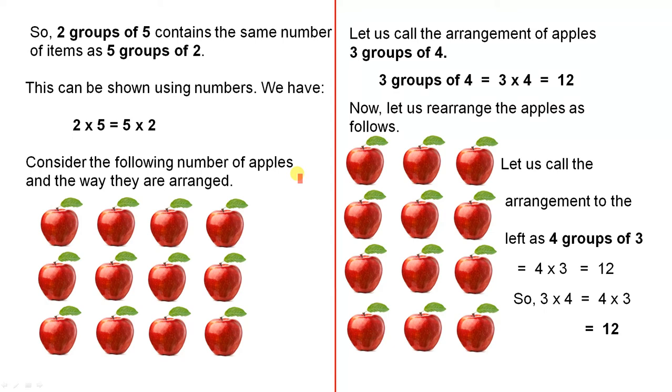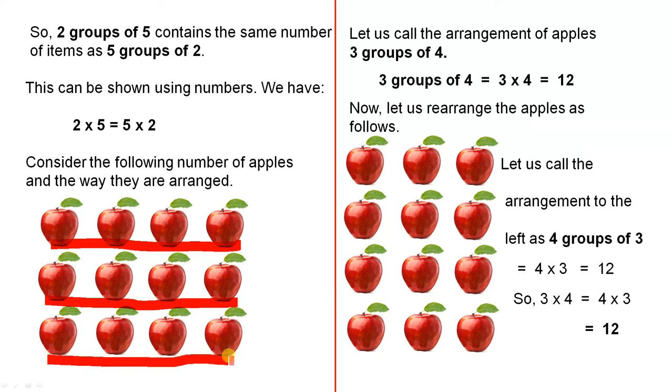Consider the following number of apples and the way they are arranged. Let us call the arrangement of apples 3 groups of 4. 3 groups of 4 equals 3 times 4 equals 12. 1 group of 4, 2 groups of 4, 3 groups of 4 equals 12.